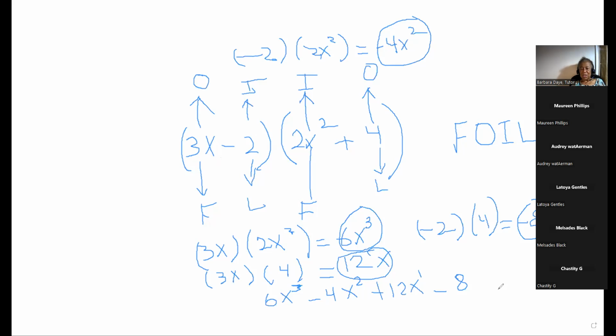You okay, Maureen? Yeah. Okay. So remember, the answer is this polynomial right here. That's it, in standard form: 6x to the third minus 4x to the second plus 12x minus 8. That's the polynomial that you get from multiplying these two binomials. All right, no questions?